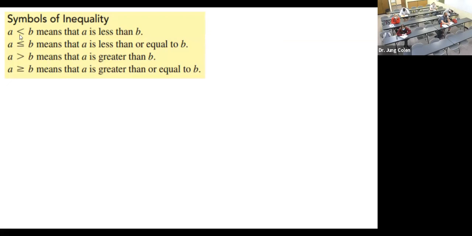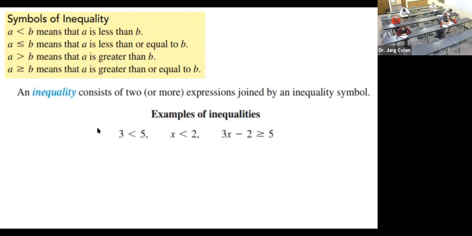How about this one? What's the difference between this and that? You add equal to it. So this is called A is less than or equal to B, right? And this one, A is greater than B. This one, A is greater than or equal to B. We all know that, right? Okay. Knowing that, we know an inequality consists of two expressions joined by an inequality symbol: either less than, greater than, less than or equal to, or greater than or equal to. So these are some examples of inequality.